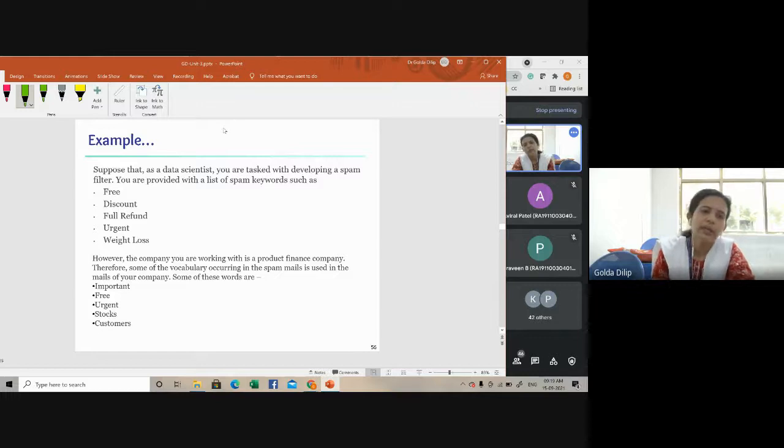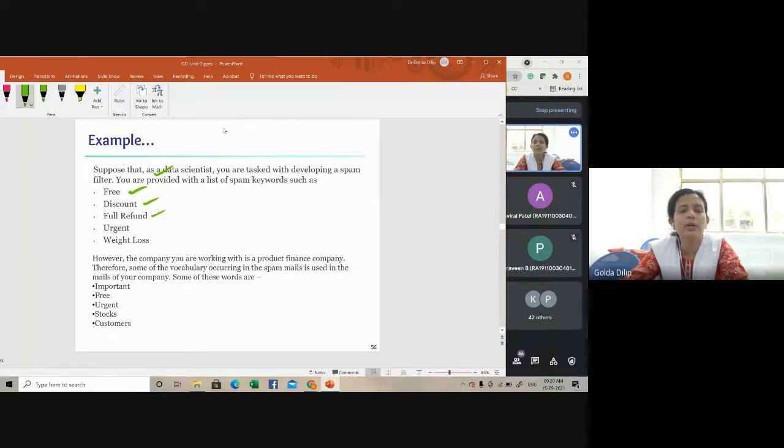Fine. So today, let's try to understand this naive Bayesian classifier using an example. I hope many would have read by now, by the time I was talking in the class. Suppose that as a data scientist, you are tasked with developing a spam filter. You are provided with a list of spam keywords, which can be treated as spam, something which comes with free, discount, full refund, urgent, weight loss, etc. These are the list of spam keywords which are being given to you. The company you're working for is a product finance company.